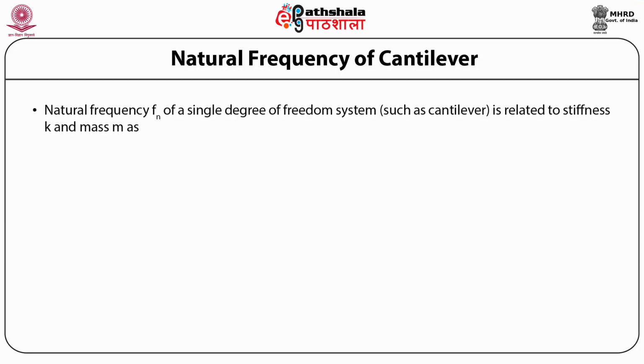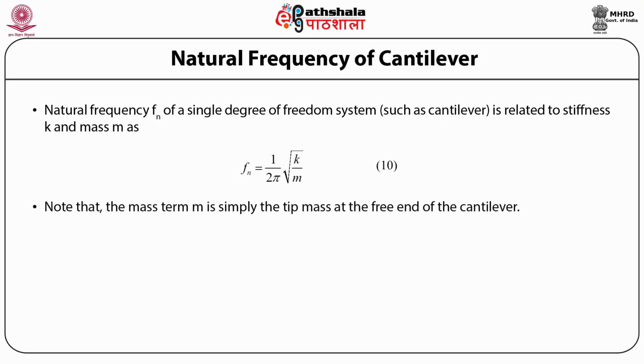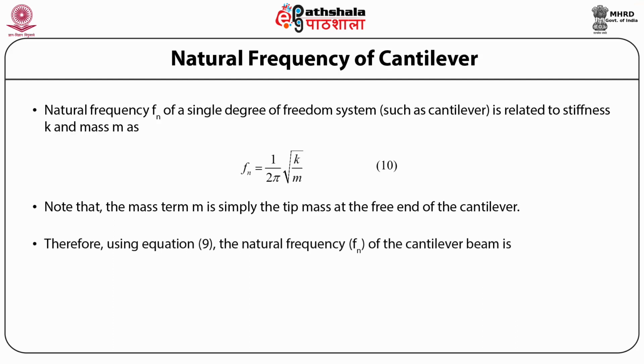The stiffness constant using equation 8 is given as k is equal to 3EI divided by L cube. The natural frequency fn of a single degree of freedom system, such as a cantilever, is related to the stiffness k and the mass m. So the natural frequency is 1 upon 2 pi root k by m. Note that the mass term m is simply the tip mass of the free end of the cantilever. Therefore, using equation number 9, the natural frequency of the cantilever becomes f is equal to 1 upon 2 pi root 3EI by mL cube.